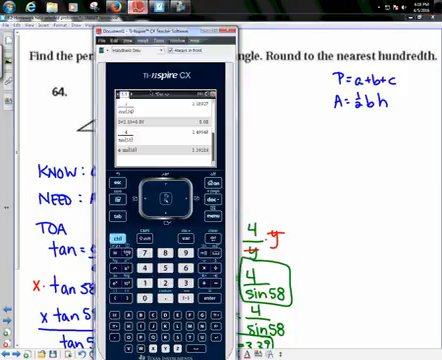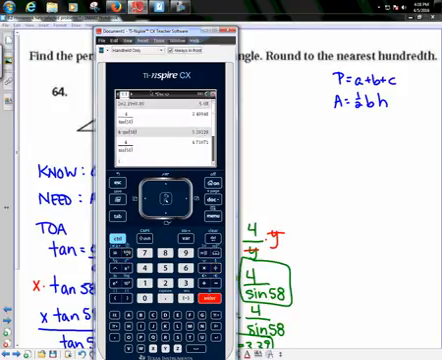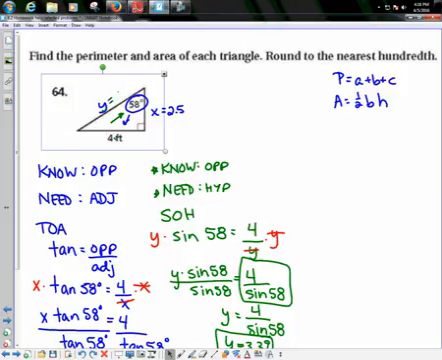So let's do 4 divided by sine 58 and hit enter. And that's going to give me 4.716, which I'm going to round to 4.72. So this is 4.72, and that answer makes a lot more sense because it had to be longer than 4 feet.